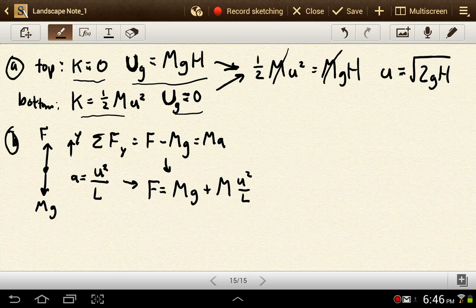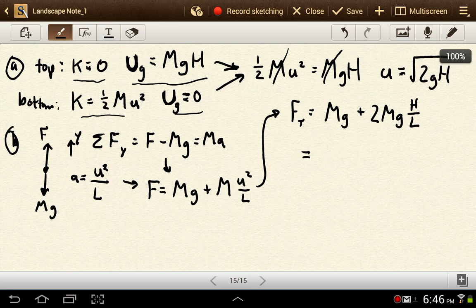But anyway, what we're going to get there then is that the tension force in the vine is going to be equal to big M times g plus big M, and we're going to keep this u squared, so I guess it's 2 big M g big H over L. So the final version of this: the tension force is going to be equal to Tarzan's weight, Mg, times 1 plus 2H over L. Okay, so there you go. That's the answer to part B.